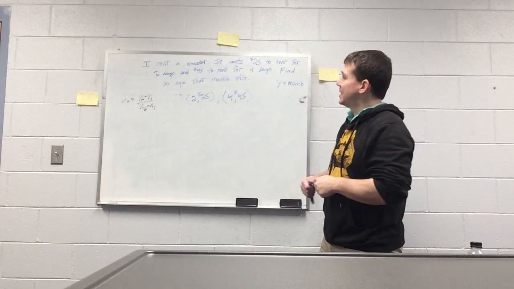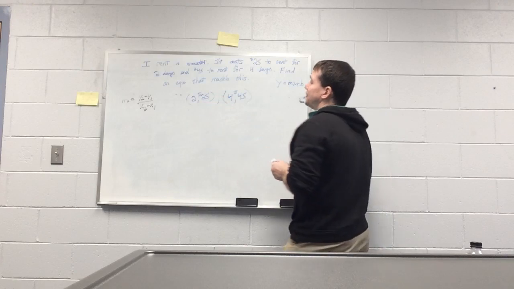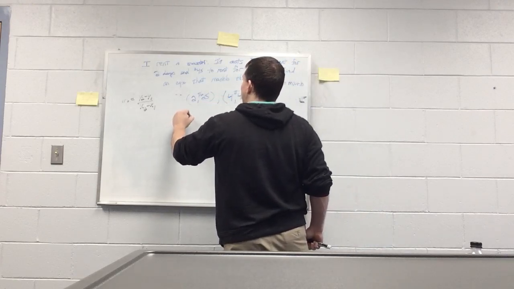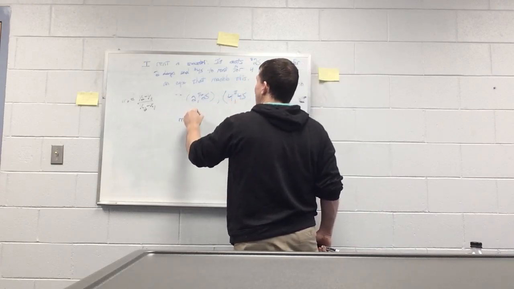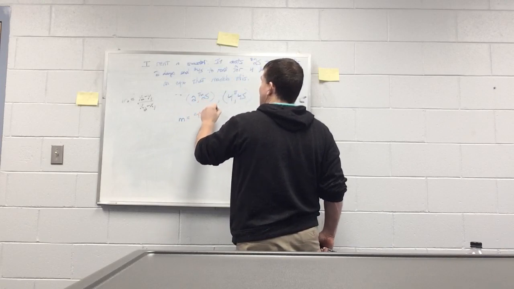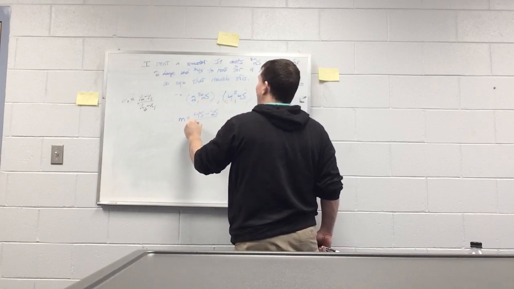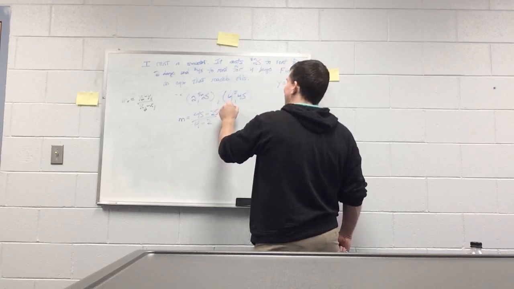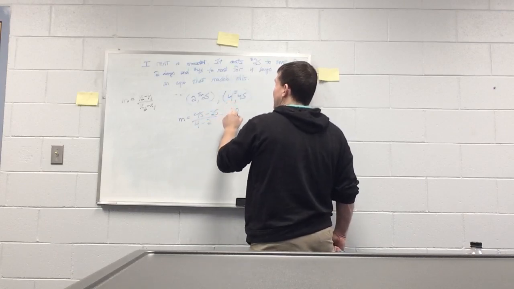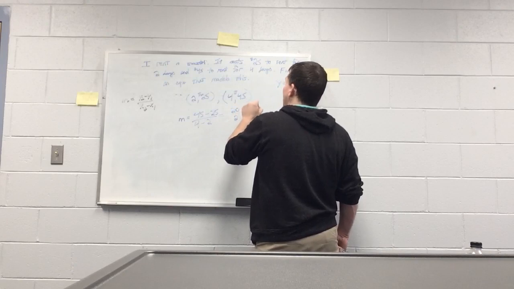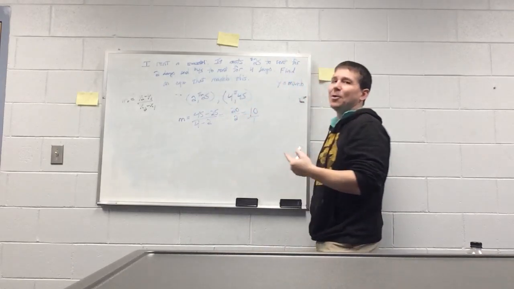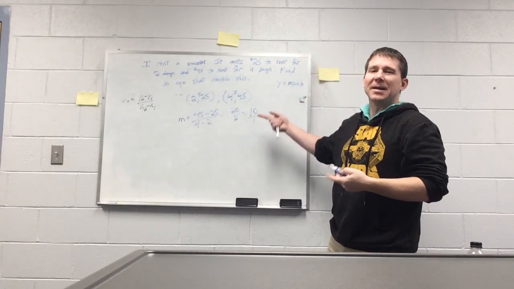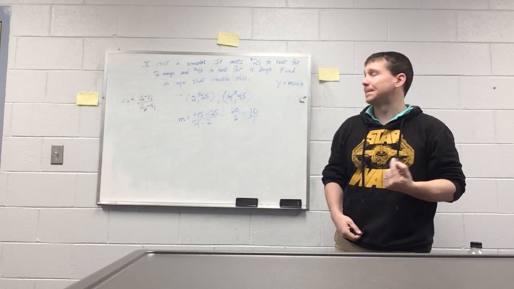Now I have 2 points. Now I can get my slope. m is equal to y2, 45, minus y1, 25, over 4 minus 2. 45 minus 25 is 20. 4 minus 2 is 2. 20 over 2 is 10, or 10 over 1. We write the 10, but understand it's a slope, so it's a fraction.